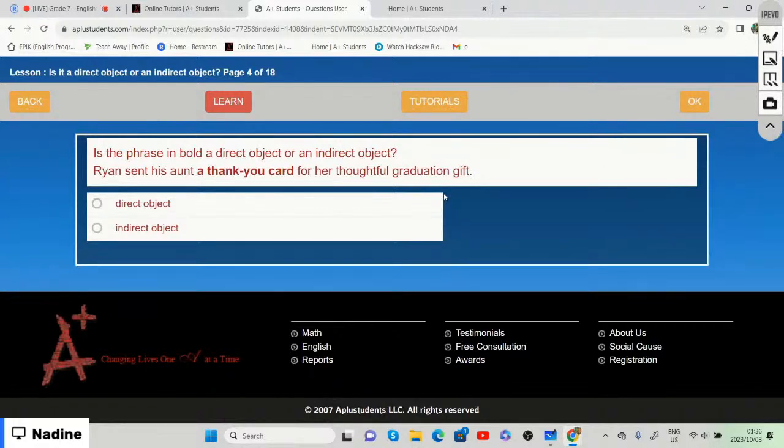Ryan sent his aunt a thank you card for her thoughtful graduation gift. We need to say if this is a direct object or indirect object. Let's go with direct object, a thank you card. And a direct object is correct, so well done.